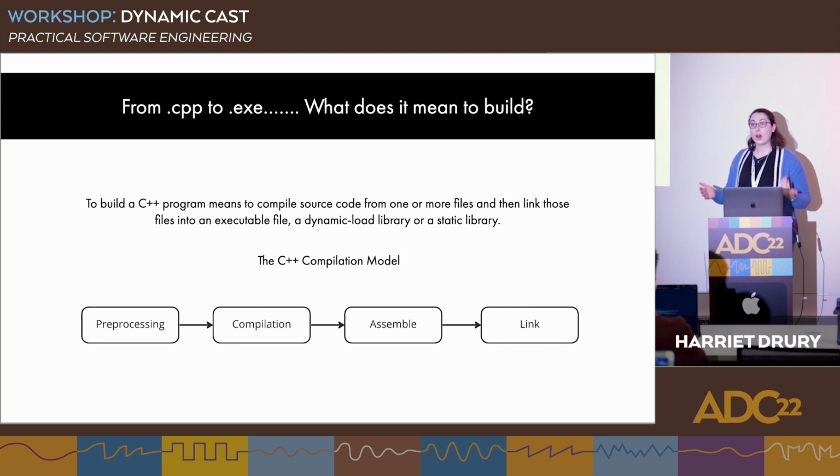So you've got various targets that you can go for, depending on how you want to ship code or how you want to use it in the future. These are our 4 steps: pre-processing, compilation, assembling, and linking. And that's how we do that.